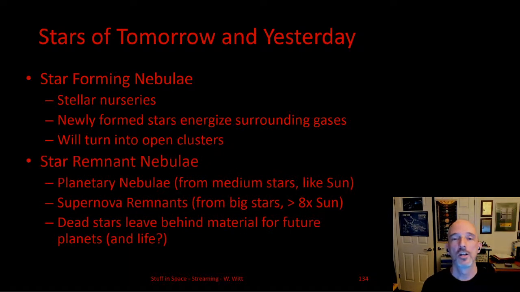On the other end, these nebulae can also be star remnants. So you could have a star that has died. And there are two basic classes, something called a planetary nebula. Terrible name. Ignore the word planet in it. It's confusing, but don't worry about it. Just go with it. It turns out medium-sized stars like our own sun form these things called planetary nebulae. And then there are things called supernova remnants, from much bigger stars. That's where something blows up and blasts a whole bunch of material off into space.